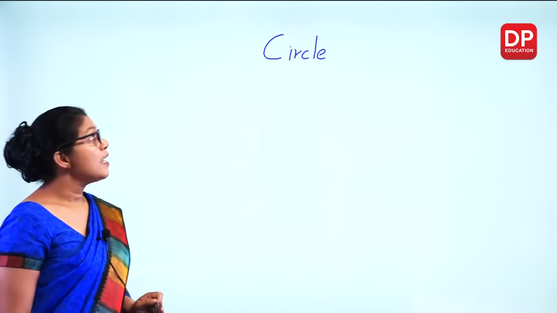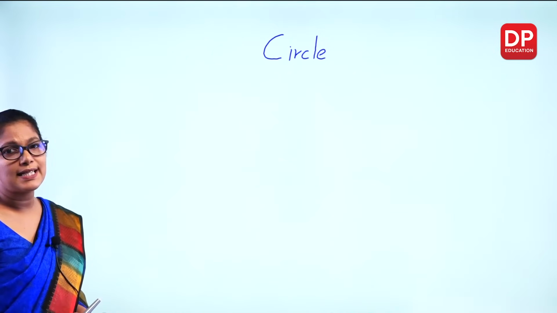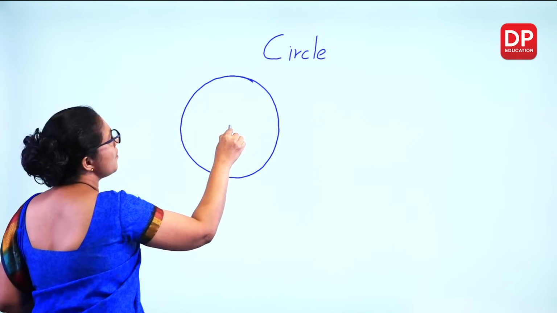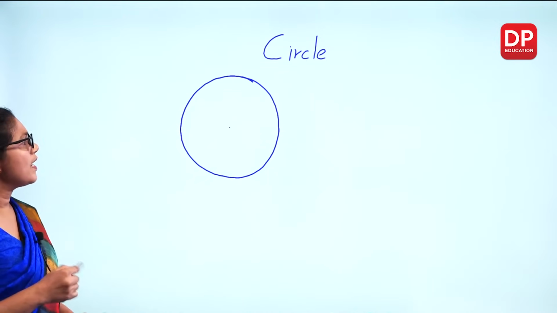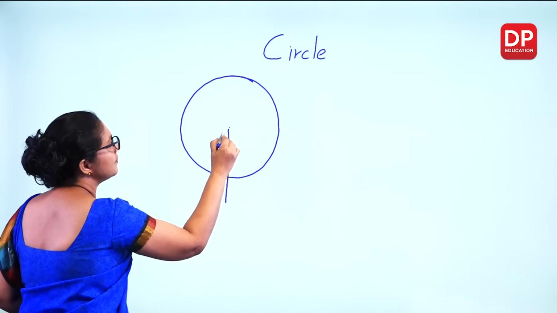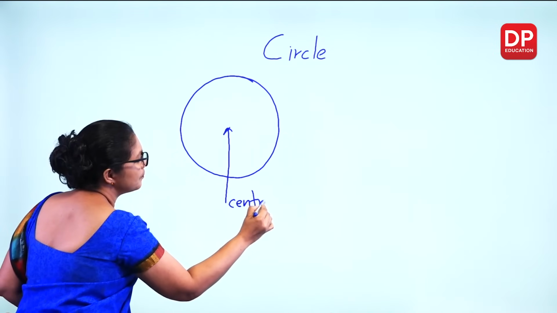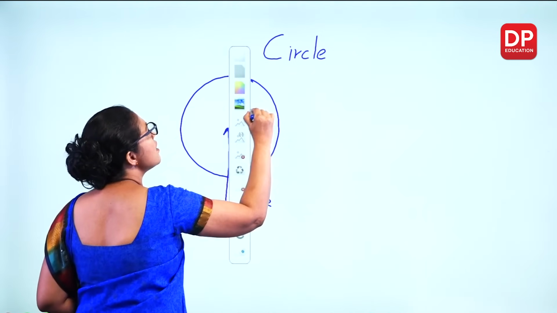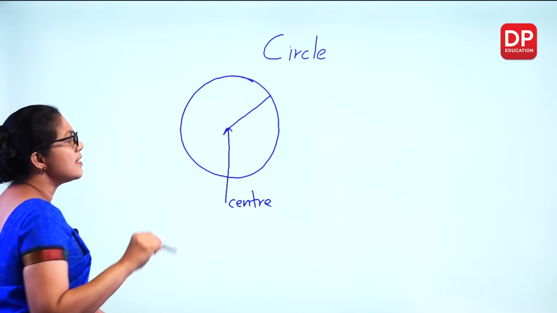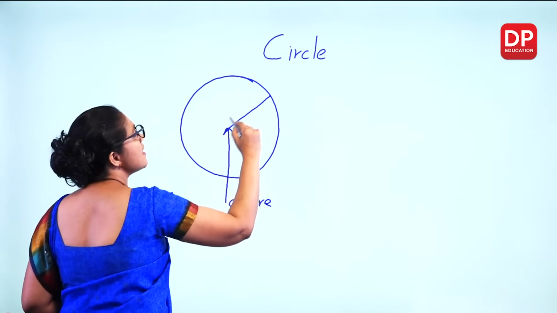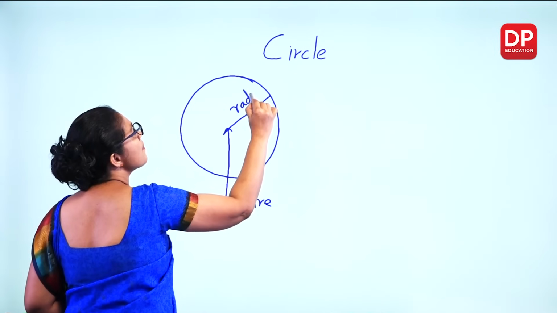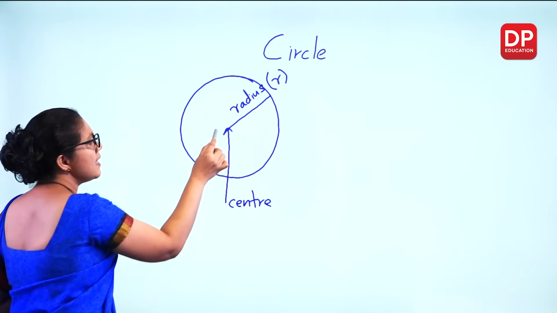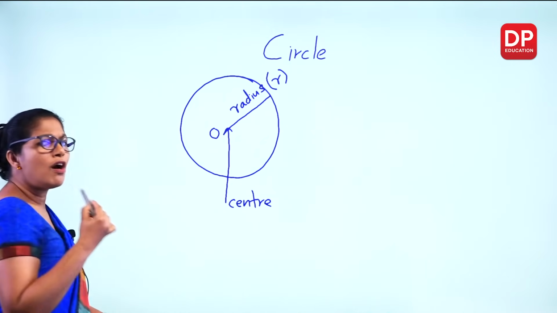Now the next important shape is about a circle. So what do you know about a circle? When you take a circle, what is this point in the middle? We call that the center. Center of a circle. What about the line from the center to any point on the circle? We call this length the radius, or you can use simple R for that. Here normally we use the letter O for center.